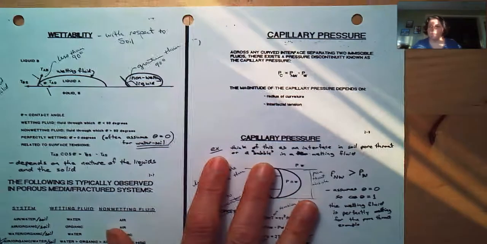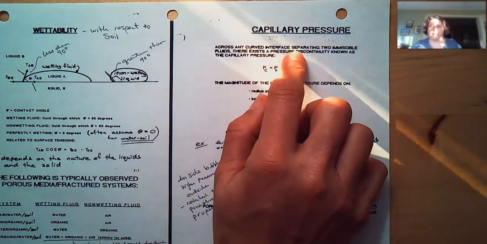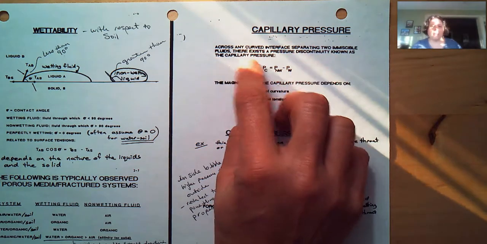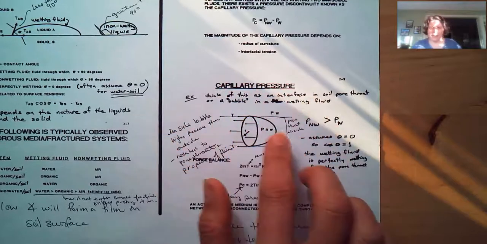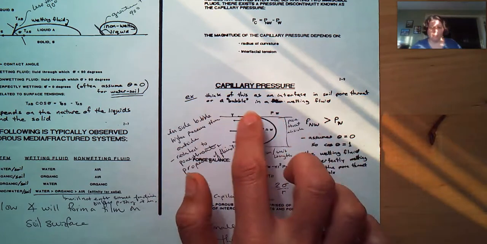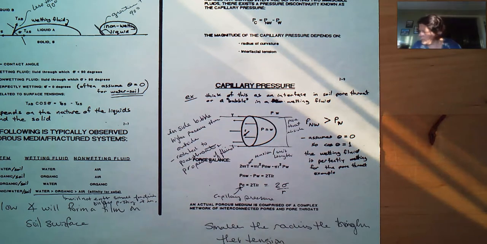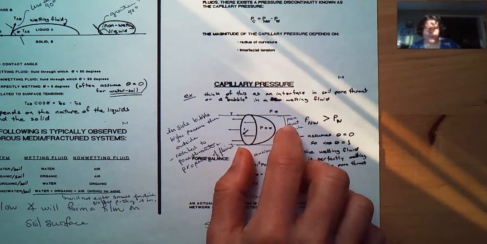So when we look at the capillary pressure in here, across any curved interface separating two immiscible fluids, there exists a pressure discontinuity known as the capillary pressure. So this is the capillary pressure equation inside of there. When we think about this, it's like the interfacial tension between the soil, pore throat, or a bubble in the wetting fluid. So when we look at the system in here, the smaller the radius, the greater the tension, so it's harder to push something in.